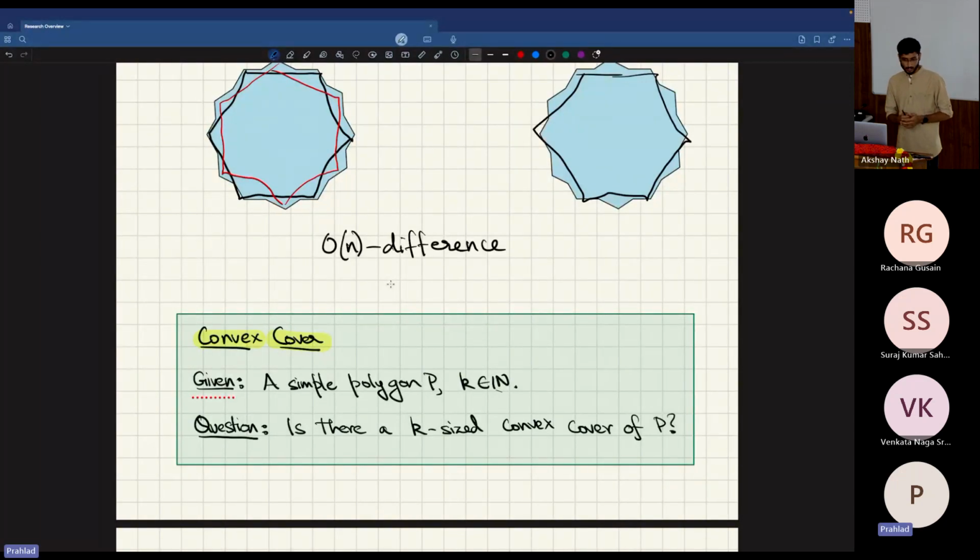So with that out of the way, let's define the problem. One thing I really like about this problem is that it's very easy to define. It's a very natural problem, and only required like 5 minutes to get to the problem definition. So you're given a simple polygon and a natural number k. Is there a k-sized convex cover of P? So can you give me k convex subsets of P which cover P? Right. So this is the problem.